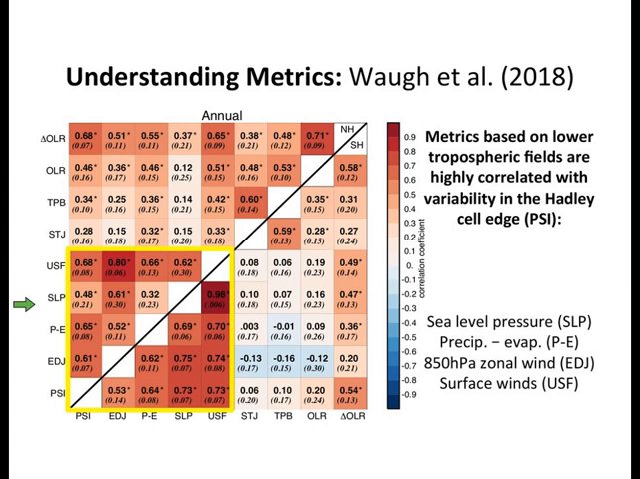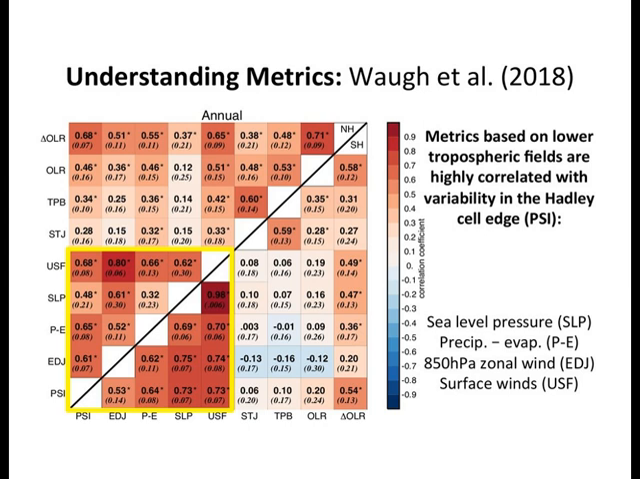And this is a cross-correlation table. The colors here indicate the strength of the correlation. So you can find your favorite metric, the psi metric, for example, the edge of the Hadley cell. This half of the square is the southern hemisphere, and this half is the northern hemisphere. If you want to correlate your Hadley cell edge with the sea level pressure maximum here, you can see in the southern hemisphere, on average, the correlation is 0.73, and the asterisk here indicates statistical significance across a number of the models.